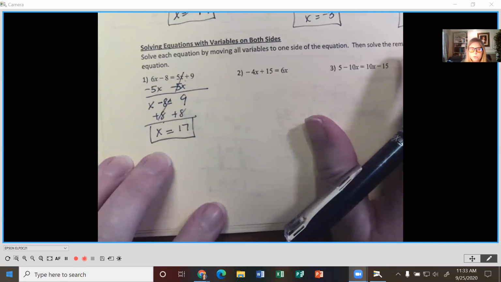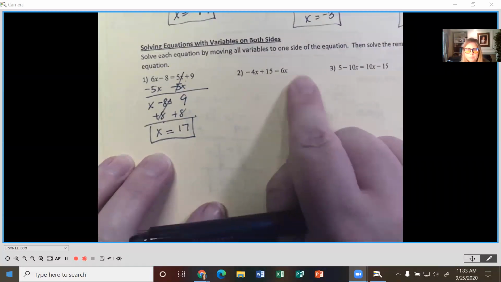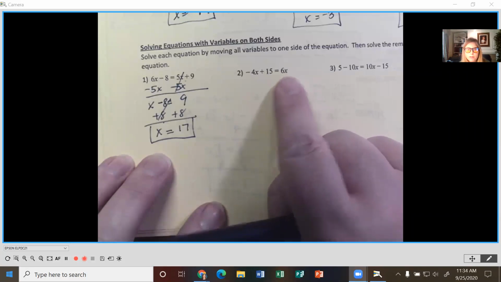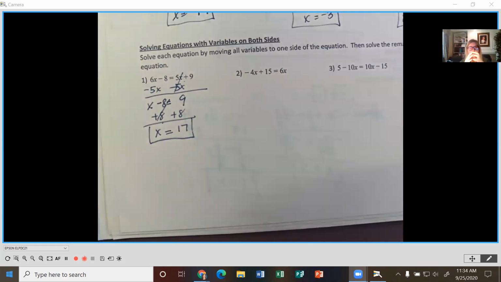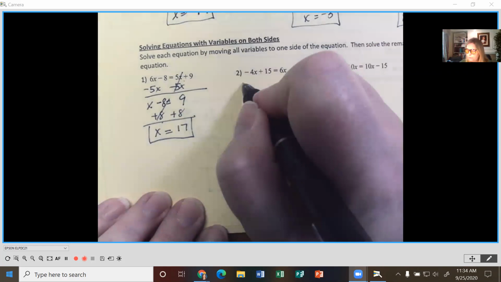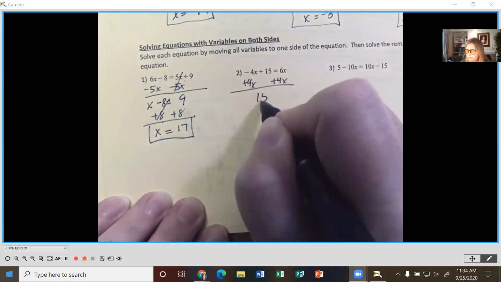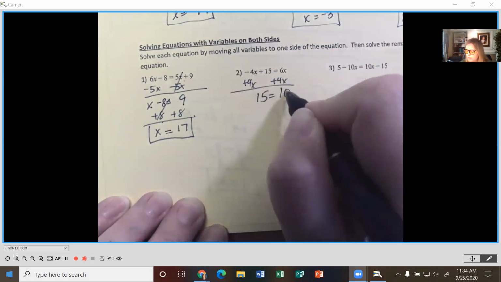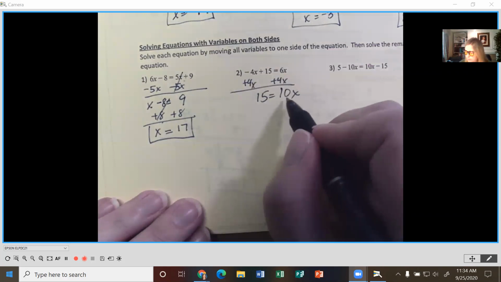Okay, number 2, so this right-hand side only has x's, so I just want to leave my x's over there and get these other x's on the same side. So we're combining like terms, we want all the x's together on the same side of the equal sign. So I'm going to add 4x to each side. This gives me 15 equals 10x. Okay, then I'm going to divide each side by 10.